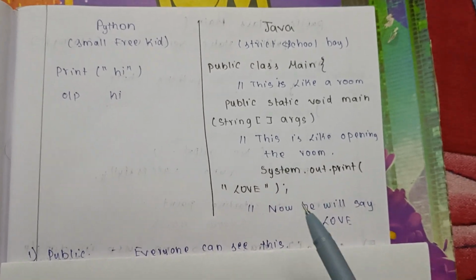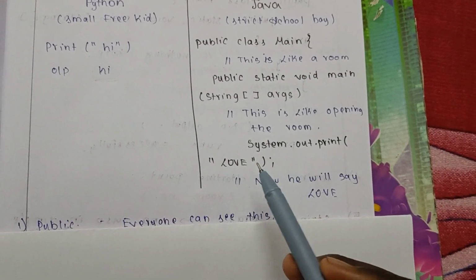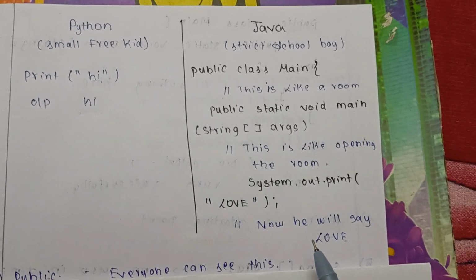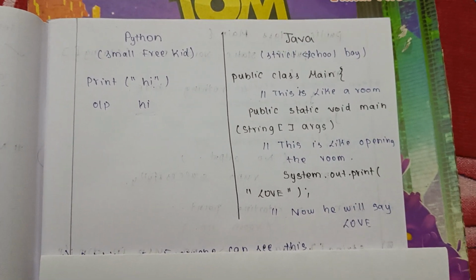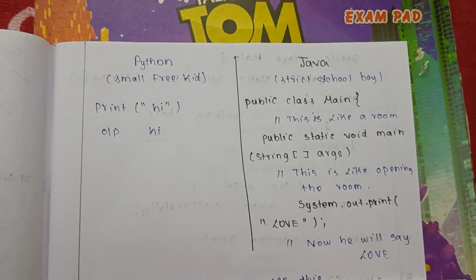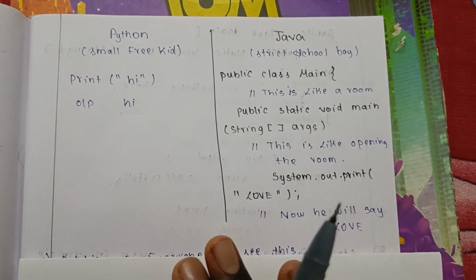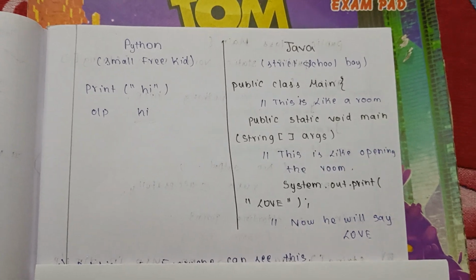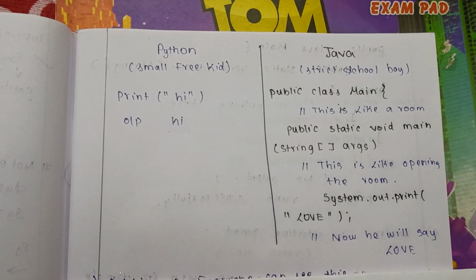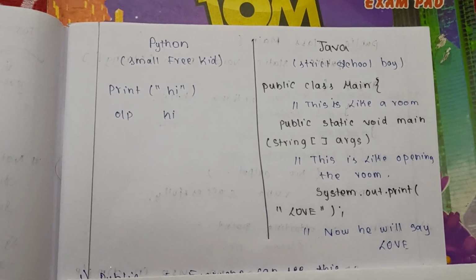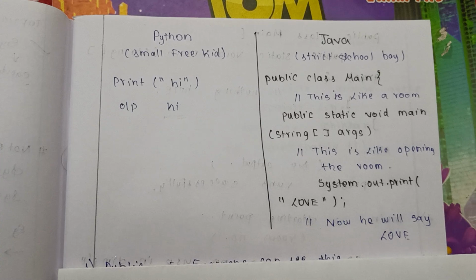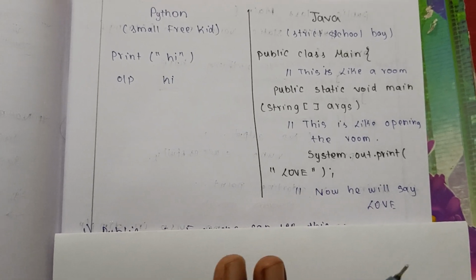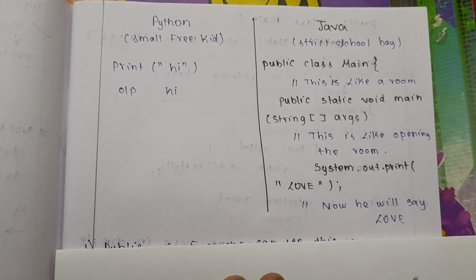After that, I'm telling him to say something, for example, System.out.println love. Now only he will say love. In Python there is no need for any class or anything else. But in Java, we have to give a class and a method; the main method is there. This is a very important thing in every language. I know it is pretty tough to learn, but don't worry about it. If you learn this, I'm damn sure most programs will start like this. If you study this alone, you can attempt any other program.